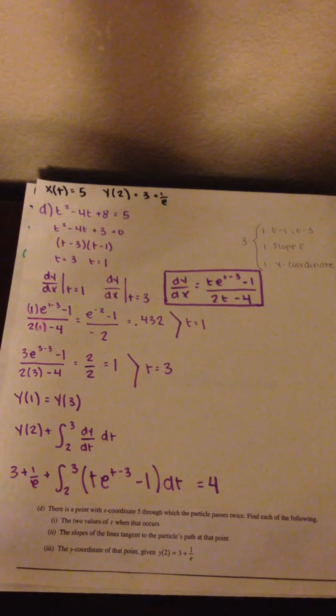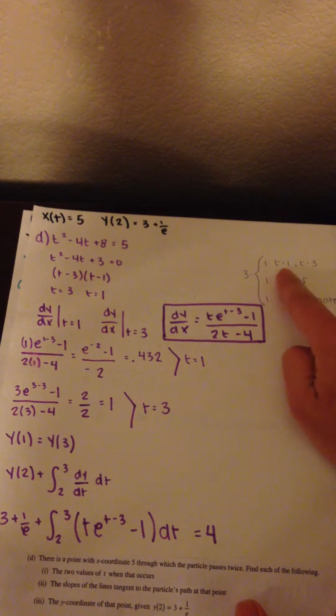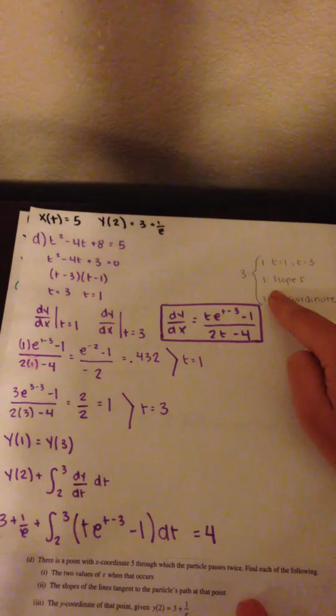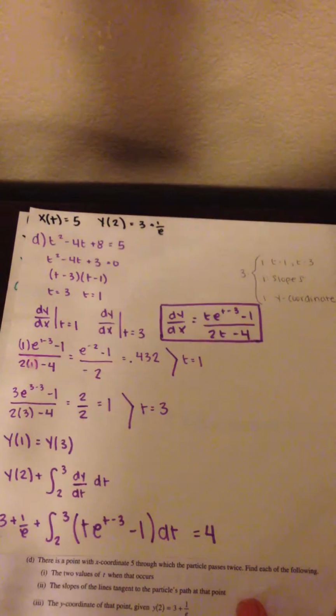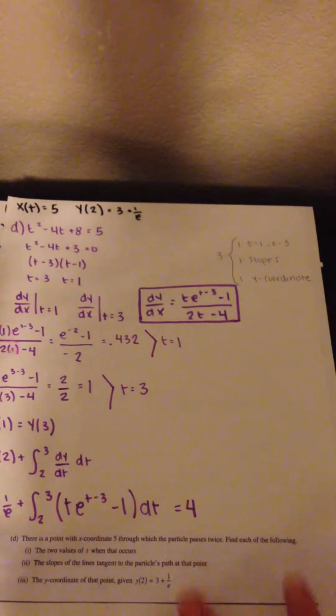And you get 3 points for this problem. The first point you get for finding t equals 1 and t equals 3. The second point for finding the slopes at t equals 1 and t equals 3. And the third point for finding the y-coordinate. And that's all.